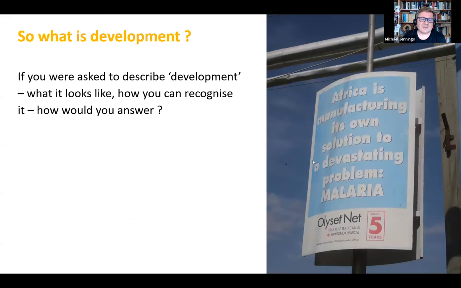What I want to do now is return to this big question that I talked about, just to give you some flavor of how we're approaching these questions. And the big one is, what is development? In other words, if you were asked to describe development, what it looks like, how you would recognize it when it has taken place, how would you answer?